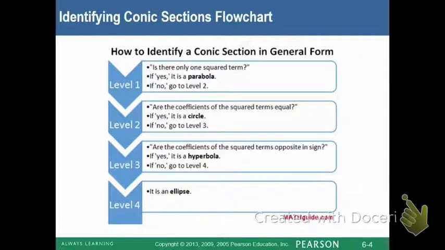If there's only one squared term, meaning it's just an x squared or just a y squared, not both, then you know that has to be a parabola, because a parabola is the only type that only has one thing being squared. So that's the first thing you check for. If both things are being squared, then you can eliminate a parabola and move on.